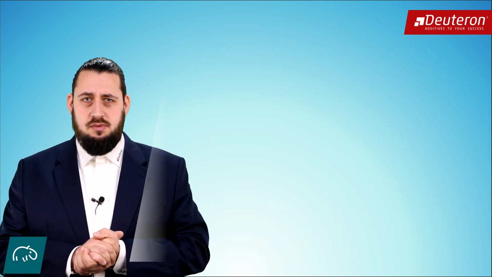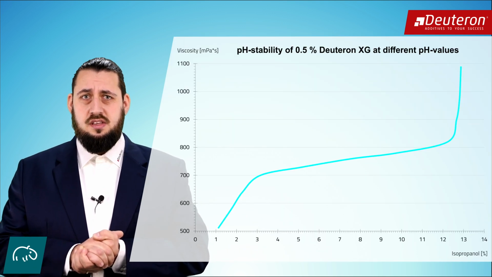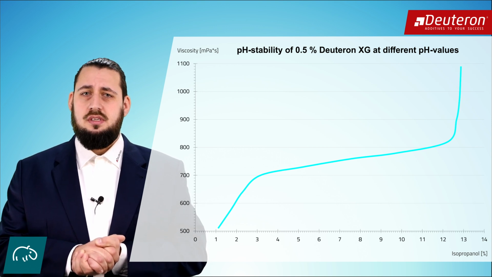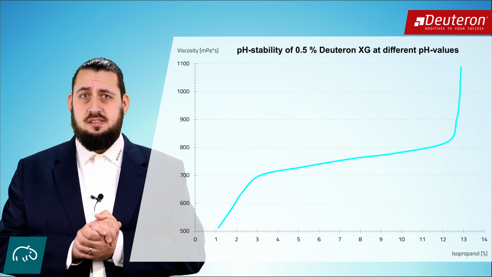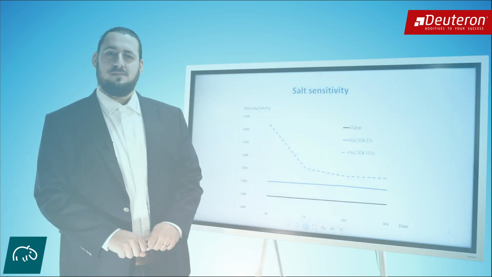Deuteron VT819 and VT910 have proven to be the types with the highest stability in our range at low pH values. The stability depends on the respective acid and all other components of the application. This has to be carefully checked.